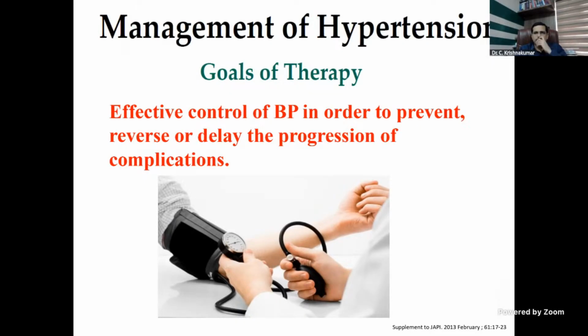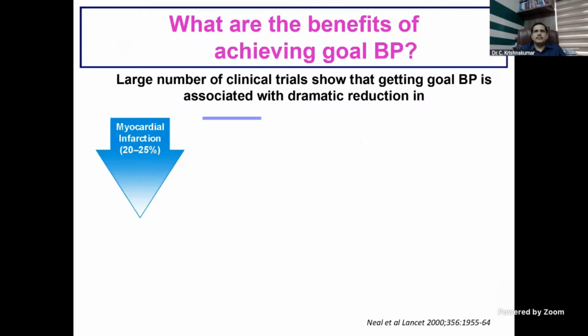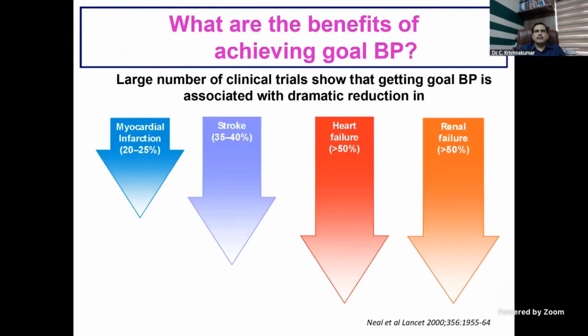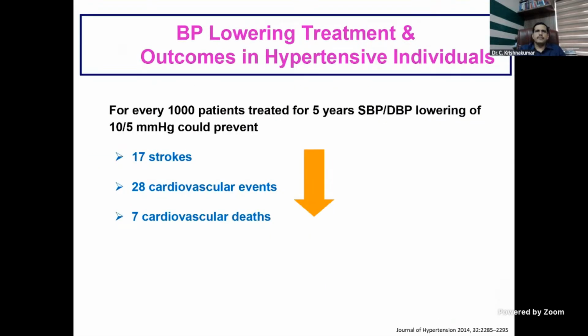How to manage BP effectively and reduce the complications. What are the benefits of achieving BP goals? When BP is reduced from its high level to target level, or when it reaches goal, there is a 20 to 25% reduction in myocardial infarction, 40% reduction in stroke, 50% reduction in heart failure, and 50% reduction in renal failure. So, what are the benefits we will get with the BP-lowering drugs and its outcome?